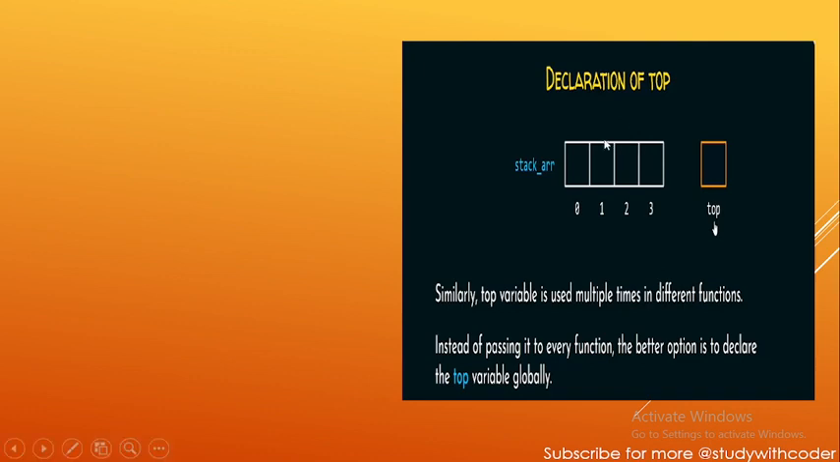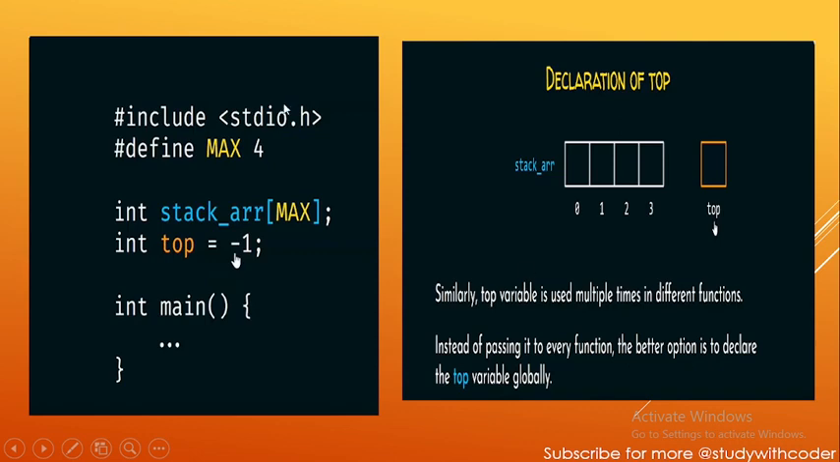So the declaration of a stack array has indexes 0, 1, 2, 3, and 1 is the top. Similarly, the top variable is also used multiple times in different functions. Instead of passing it to every function, the better option is to declare the top variable globally. So first int stack array of MAX and int top is equal to -1. Top is equal to -1 because in the stack we have to declare top, and here we declare top globally.